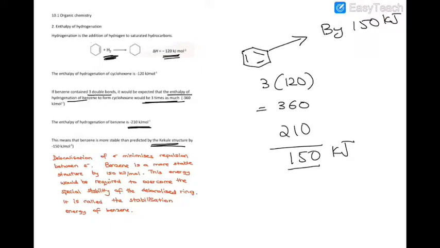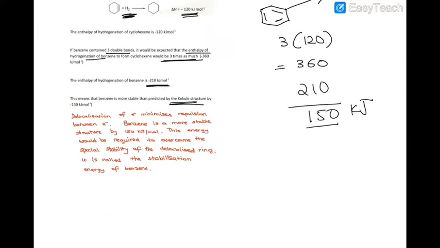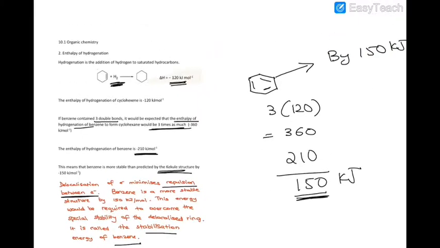Why is it more stable? It's because of that delocalization of electron. So the delocalization will minimize repulsion between the electrons, therefore makes hydrogenation an easier process by 150 kilojoules per mole. So this confirms the stability of benzene and refutes that structure proposed by Kekulé.